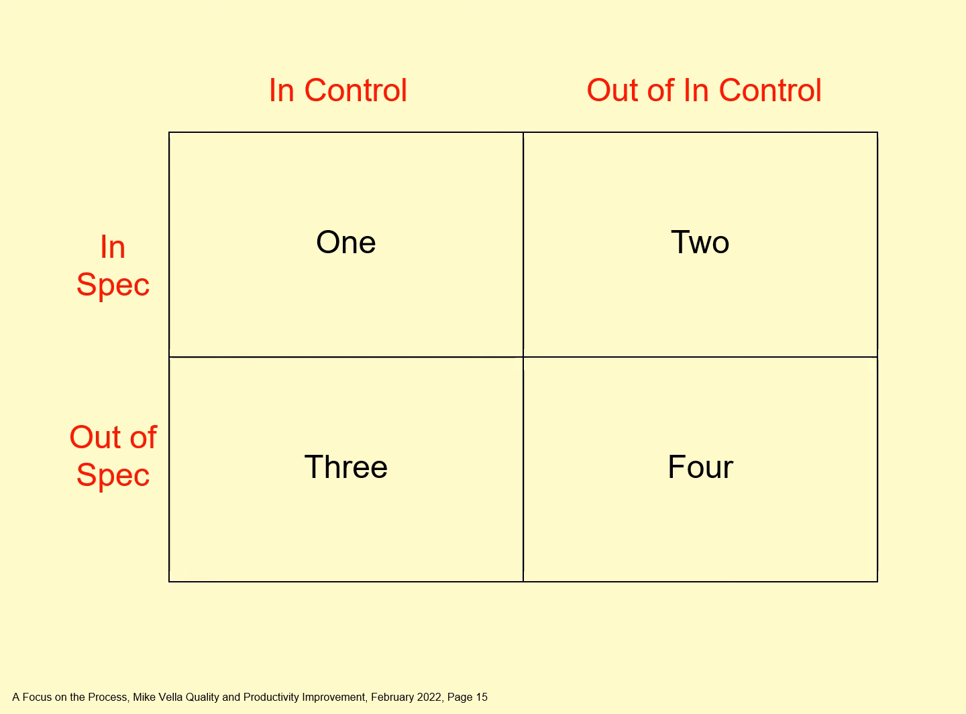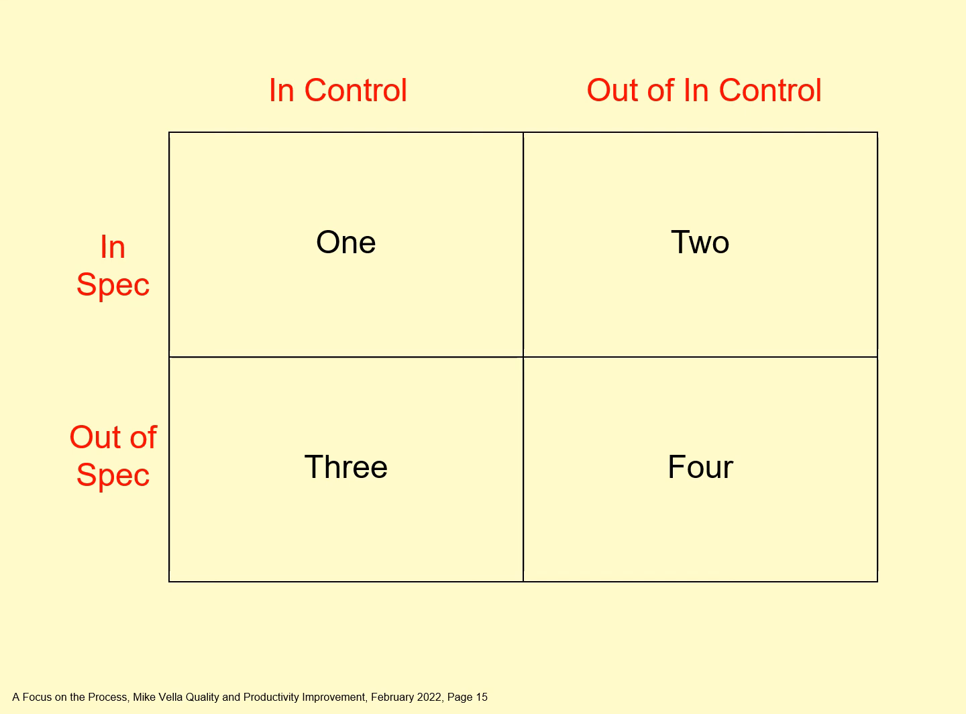Let's take another look at this and explain it in another way. Quadrant charts: horizontal, in control, out of control; vertical, in spec, out of spec. Where we all want to be is in quadrant 1, in control, that is repeatable, and in spec, conforming to specification. It's also possible to be out of control and in spec. Pretty dangerous to be out of control and in spec because it could lead you to quadrant 4.